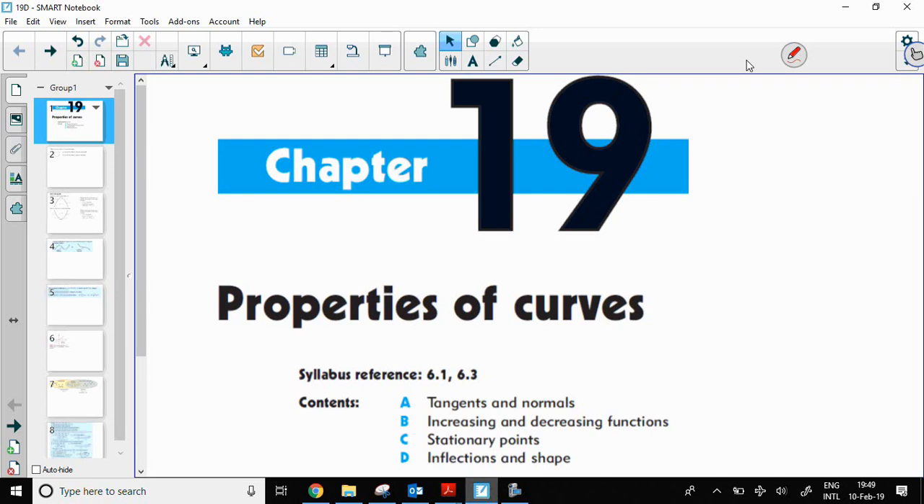All right, let's finish up chapter 19. We're talking about inflections and shape, concavity. Let's go.